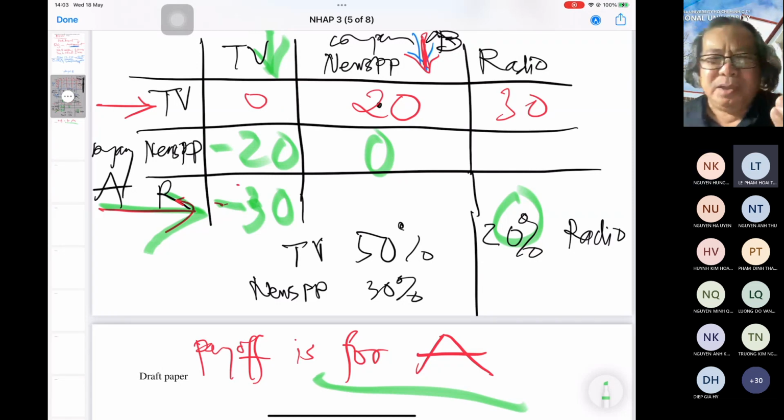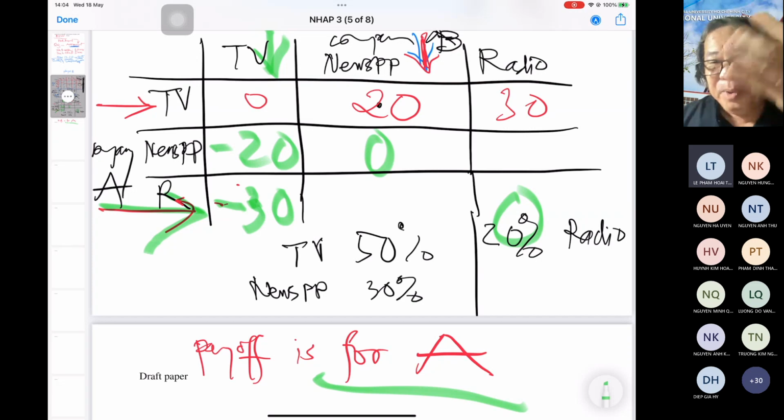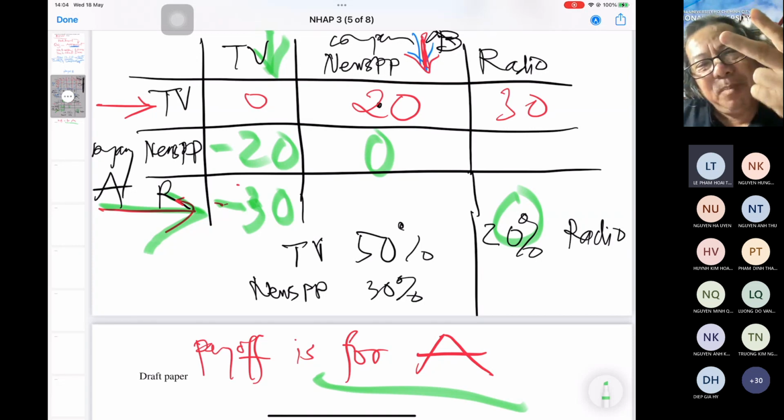Listen. Television, if you use television, you can get 50% of customers. But another one uses a newspaper. He can get 30. You get 50, but they get 30. No problem. And if you say the payoff is for A, then you are better than the other by 20. You get more than the other 20%. That's all.